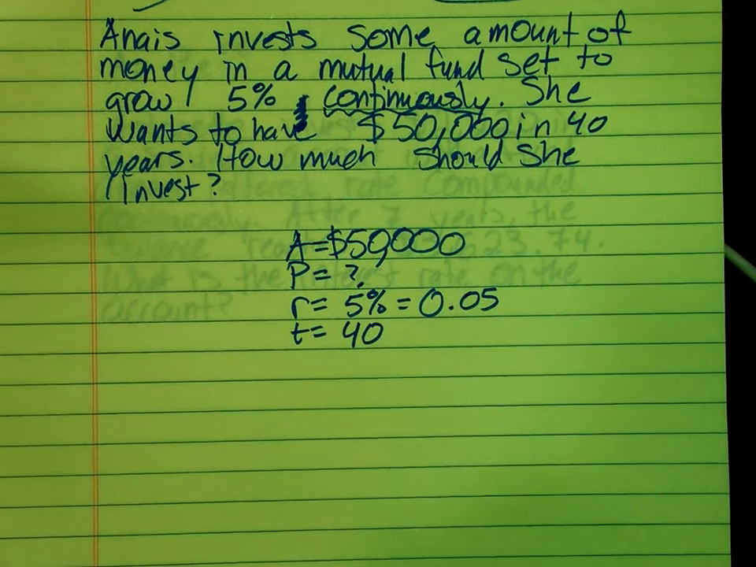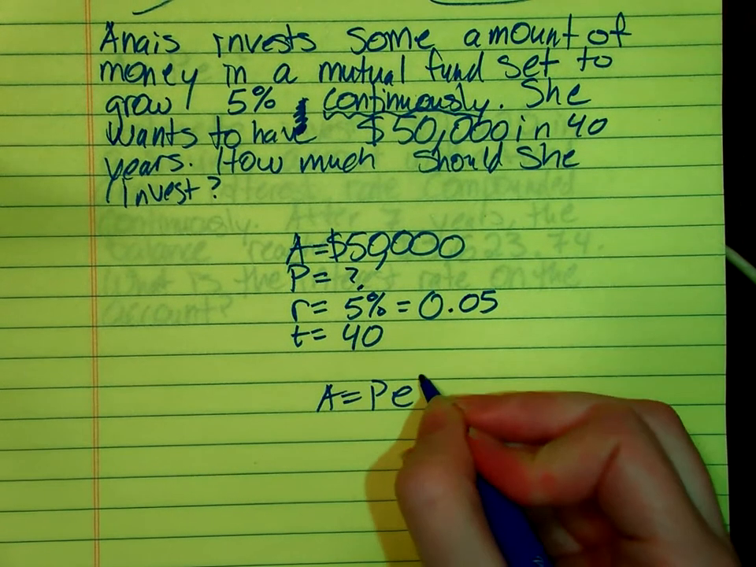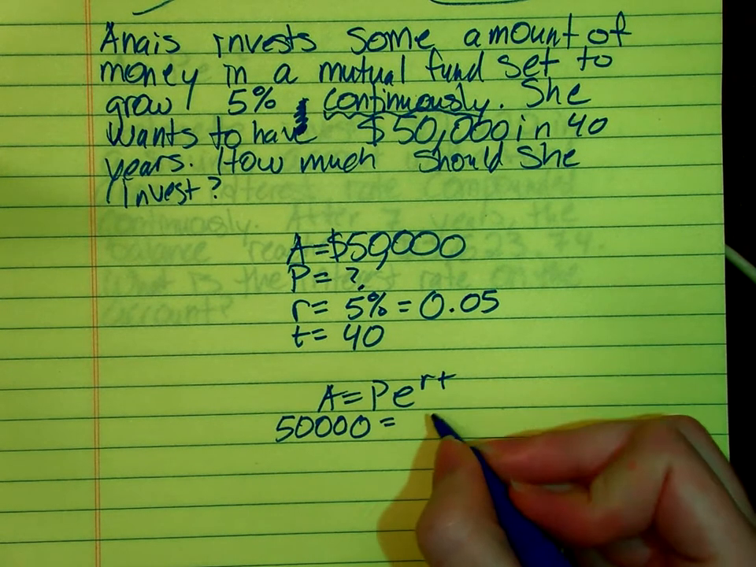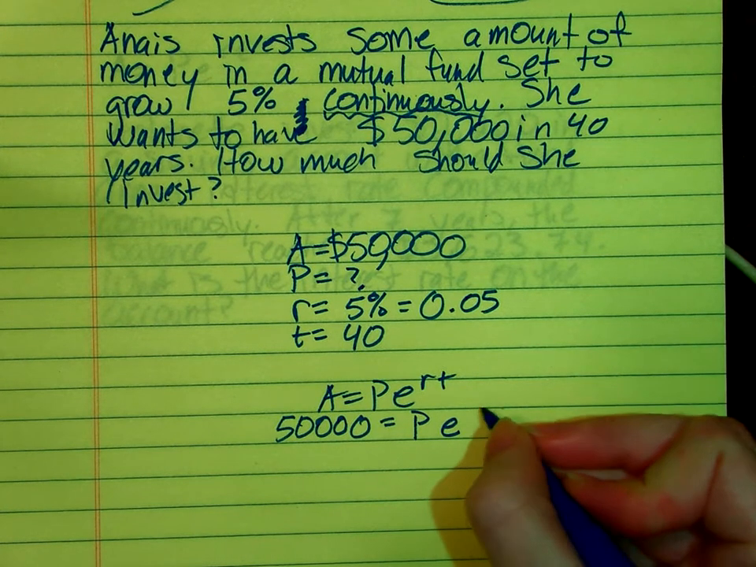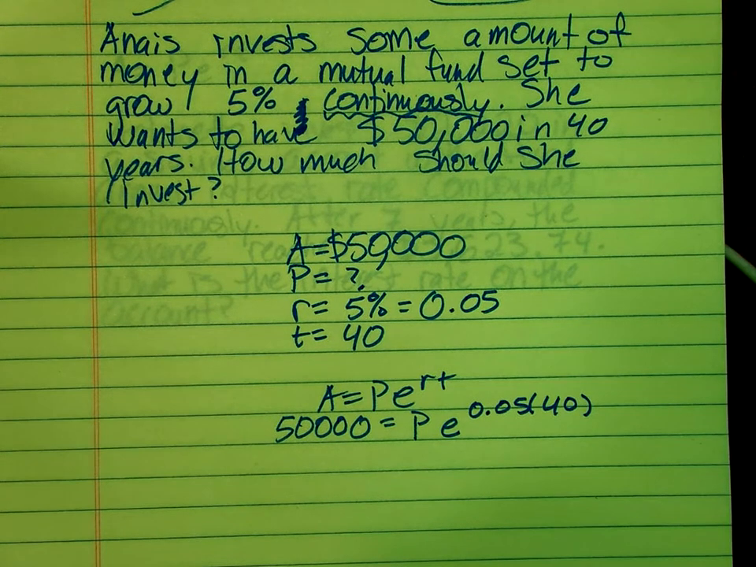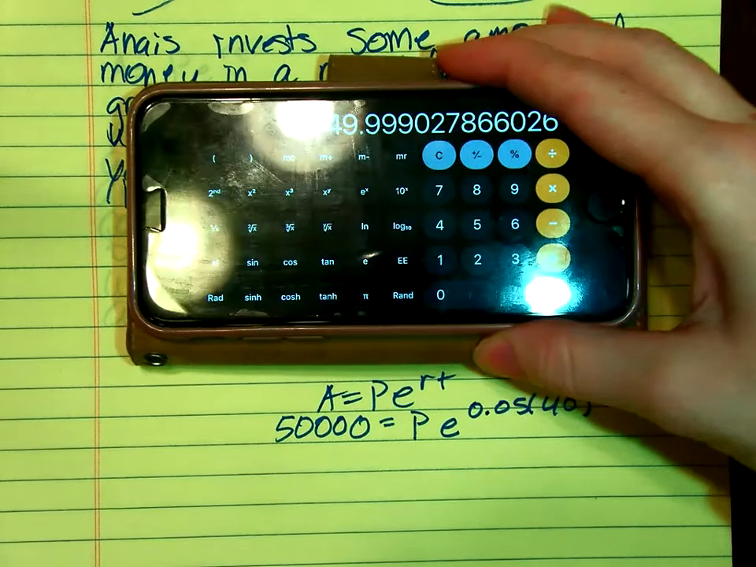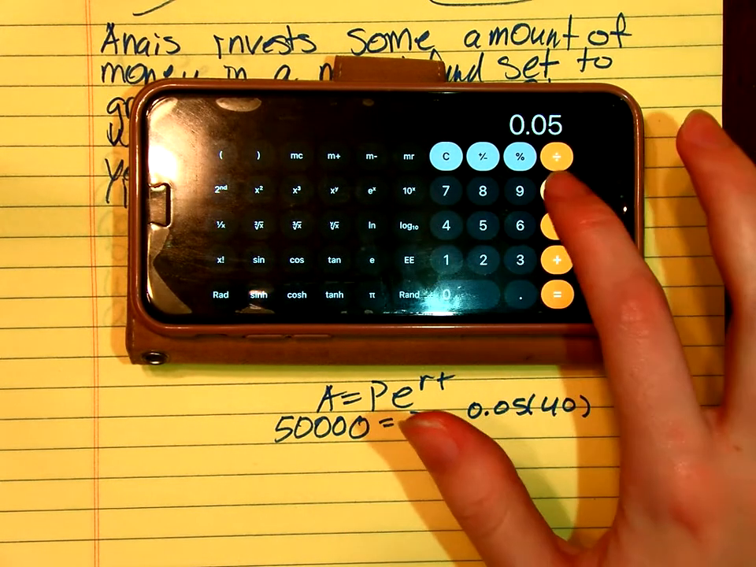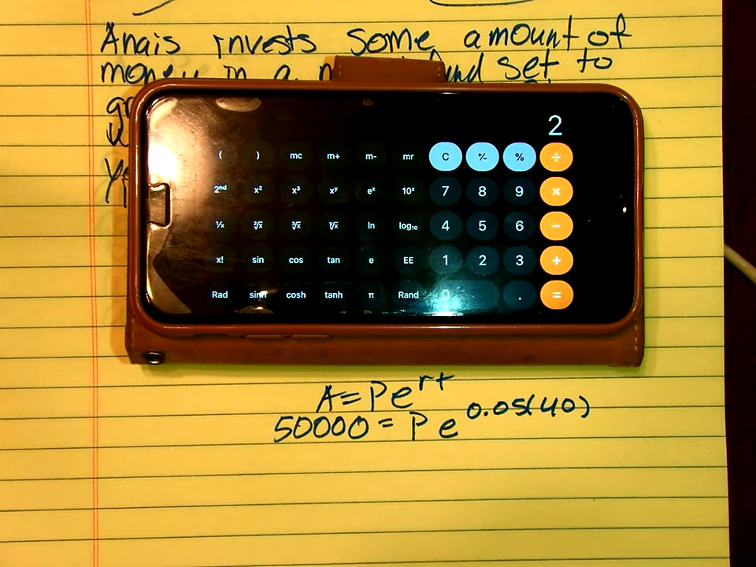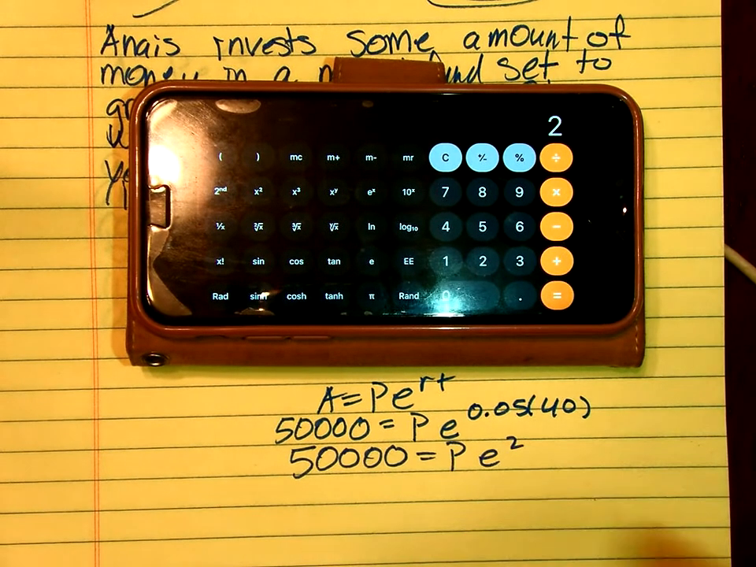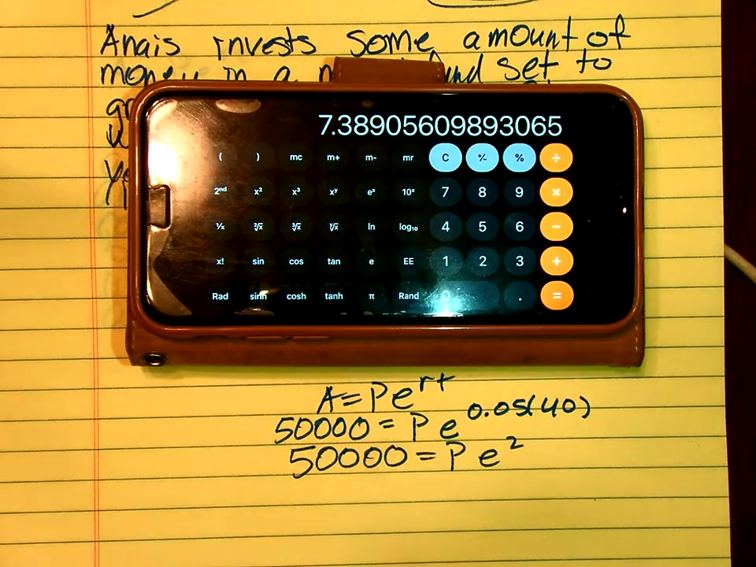So let's go ahead and plug this information in. First we rewrite. And now we plug in 50,000 equals my starting amount taken to the 0.05 times 40. So let's go ahead and plug all this information into my calculator. So I do 0.05 times 40. That just gives me 2. Nice and easy. Equals P e to the second power. So let's go ahead and take e to the second power.